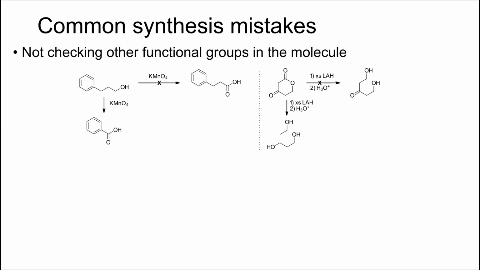Make sure that you are checking for other functional groups in the molecule. If you are trying to do an oxidation using KMnO4 of this compound here, and you're trying just to oxidize that alcohol, you want to remember also that KMnO4 can oxidize benzylic hydrogens to give you benzoic acid, and you're not going to get your desired product. So make sure that you are checking for other functional groups in your molecule.